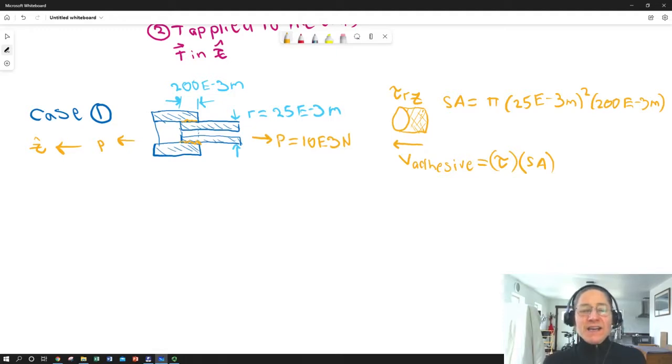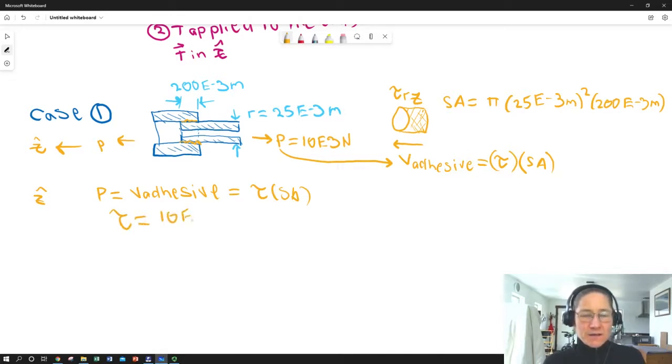Well, P in this case is lined up in the Z direction. It's being opposed by nothing more than V adhesive, so we can say P equals V adhesive, everything in the Z direction, right? So we did an equilibrium in the z direction, and we just said that's equal to tau times the surface area. So we can say tau equals 10 to the third.